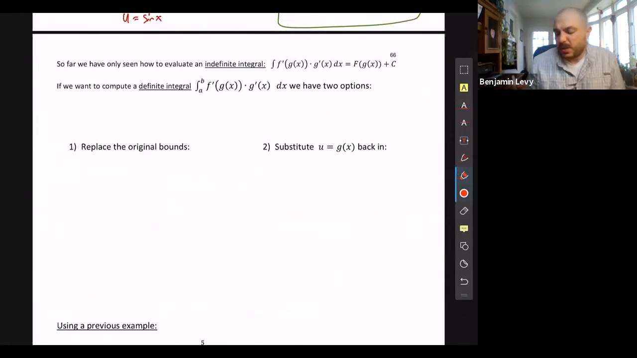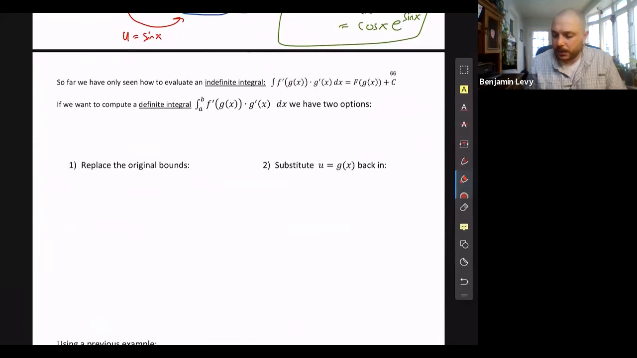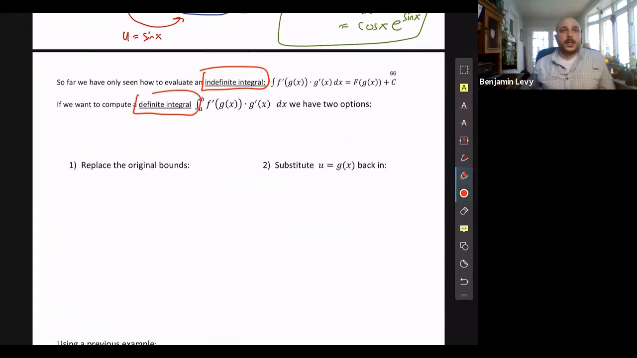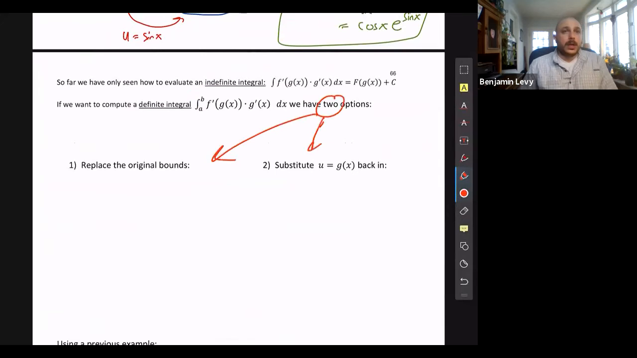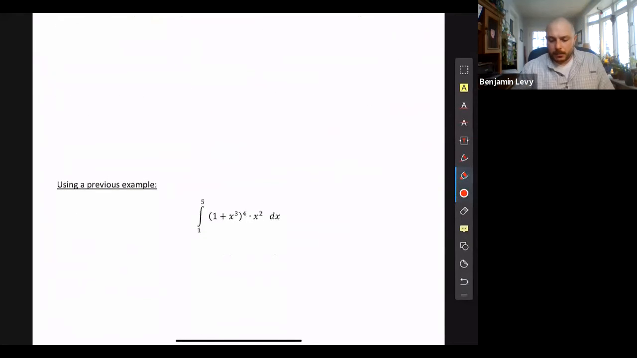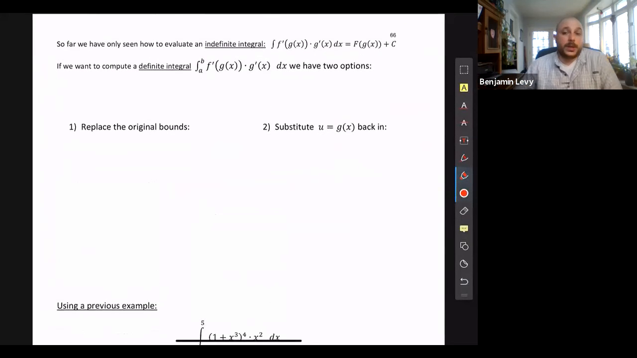Okay, here's just reminding you about the two differences, indefinite versus definite integral. You see those two words here. Here's indefinite, here's definite. And if we want to do a definite integral, there are two options. I'll talk about them one by one, and then we'll do an example using both of them. So one thing we can do is replace the bounds. That's the first option that it talks about right here.